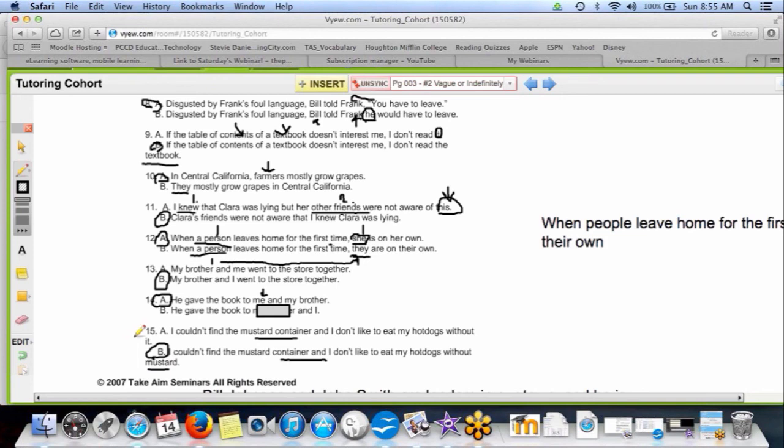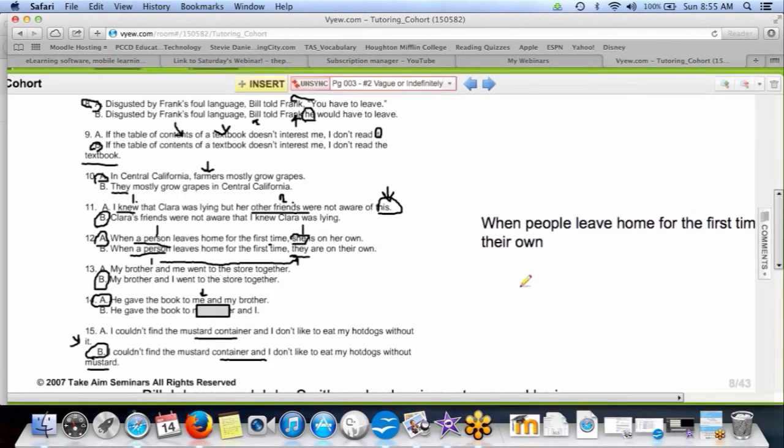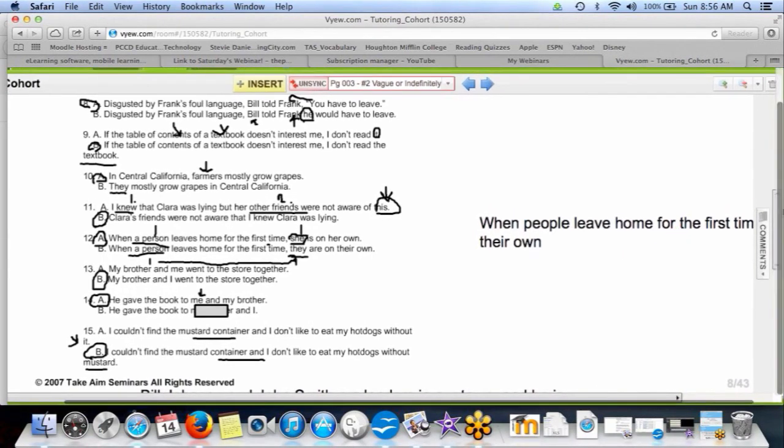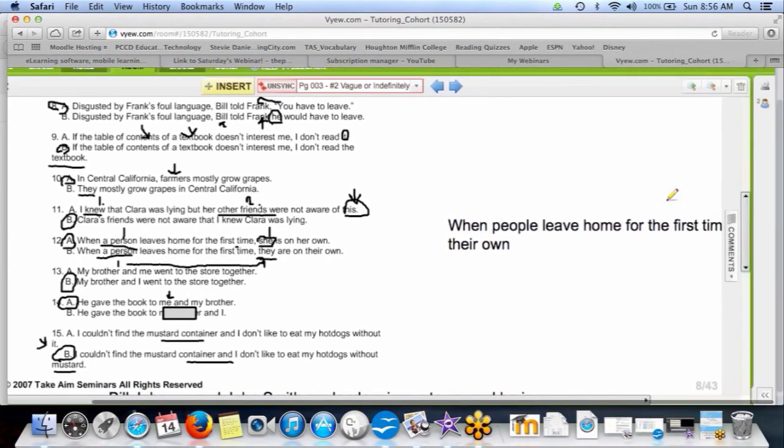But here, the only thing in this sentence that it can refer back to is mustard container. And that doesn't make sense, right? Not to eat your hot dogs without a mustard container. You can eat it without mustard. Okay, so now what do I have left here for you? Come on.